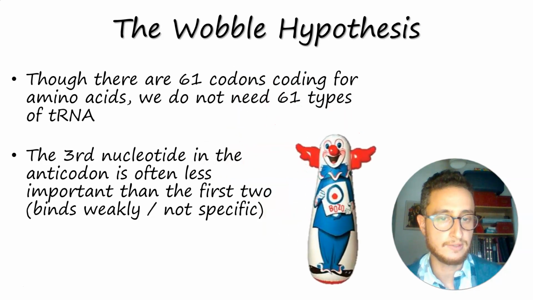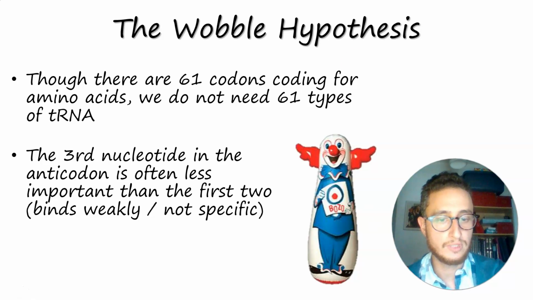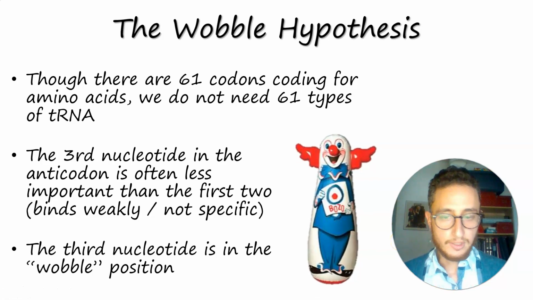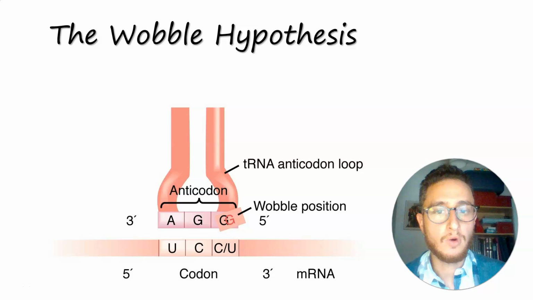And I think of it kind of like this little bozo punching bag. It's got that kind of wobble to it, and what's really fixed is one side of it, and the other side is curved up. So there's my little bozo the clown. Okay, so we say that that third nucleotide on the anticodon is in the wobble position.